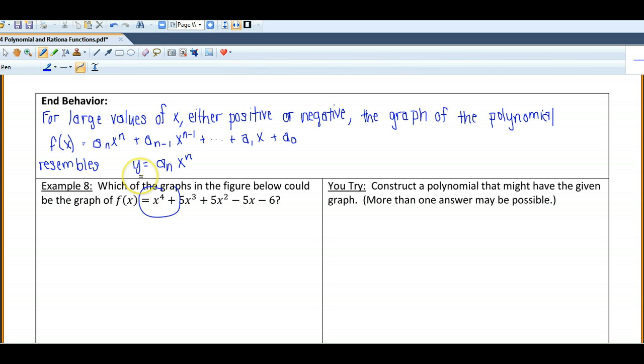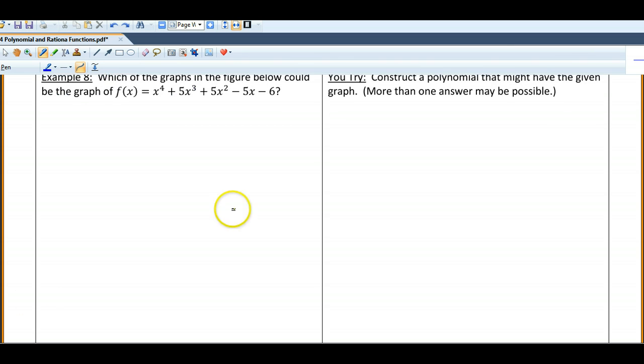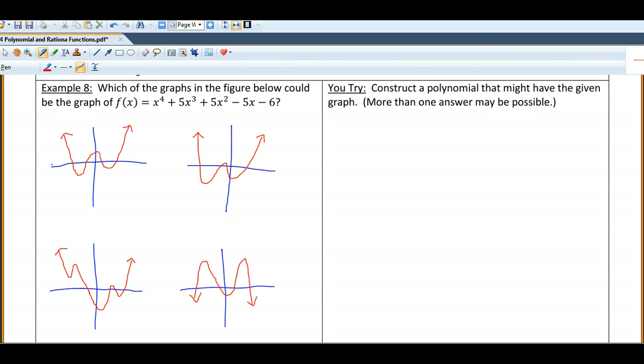Okay? So, once again, I didn't give you the graph, so let me draw them in. So let's take a look at these four graphs. There are certain things that you can kind of do in your head. For example, if you were to plug in 0 for x, you would end up with -6, right? If you plug in 0 for each of these terms, y equals -6. That means the y-intercept is -6.